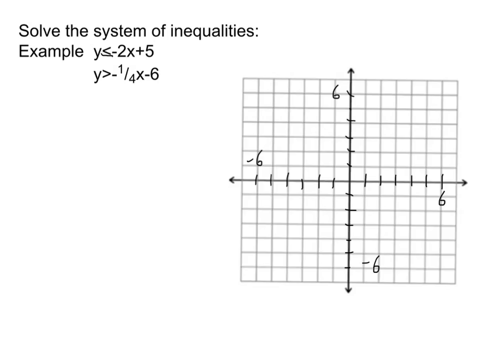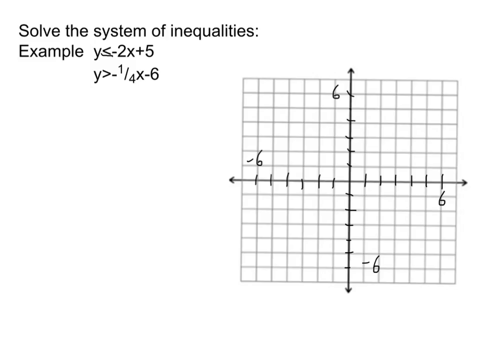Now, remember when we did inequalities before, we got that region, that shaded area. Well, now we're going to find out where the two shaded areas cross. A solution of a system of inequalities is like a system of equations, where you find where the two lines meet. Now we're finding where the two regions meet. So that's our whole goal here.